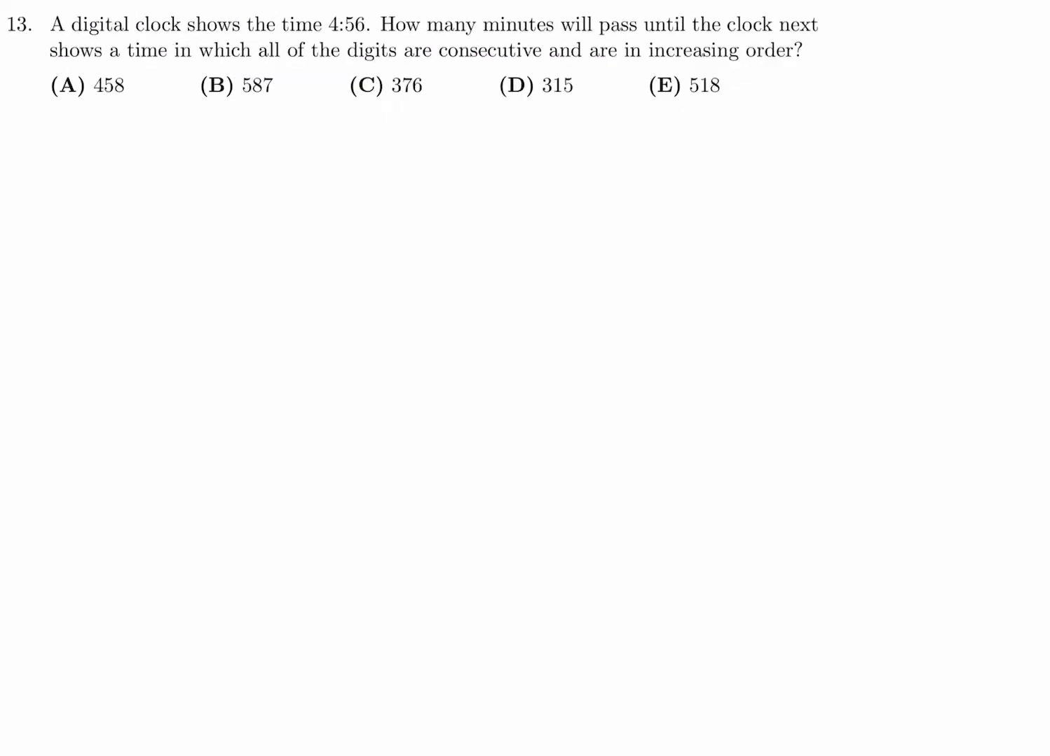A digital clock shows the time 4:56. How many minutes will pass until the clock next shows a time in which all the digits are consecutive and are in increasing order? All right, well, I just used the answer choices. And when I added 458 minutes to 4:56, I got 12:34. And that is indeed in consecutive order and increasing order.